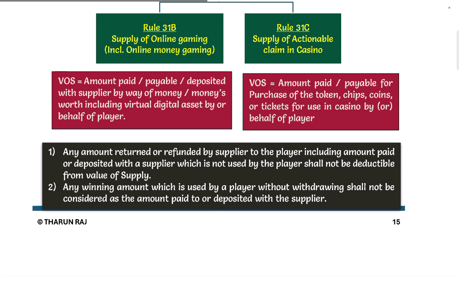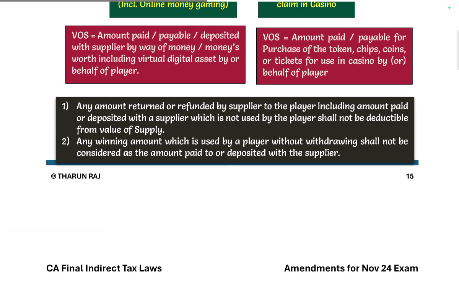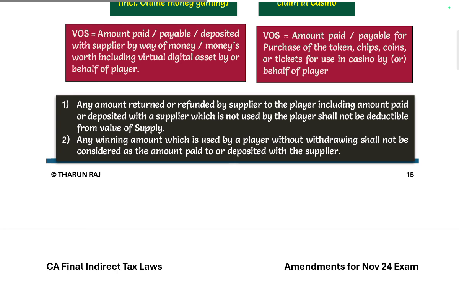Any amount returned or refunded by the supplier to the player, including the amount paid or deposited with the supplier which is not used by the supplier, shall not be deductible from the value of supply. A winning amount which is used by the player without withdrawing shall not be considered as an amount paid or deposited to the supplier, as the amount is paid or deposited to the player.